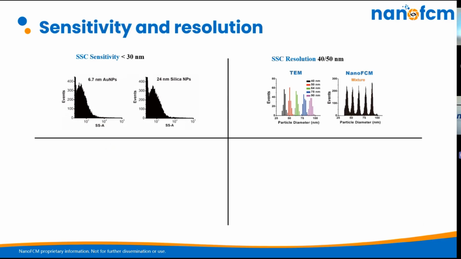The instrument has very high sensitivity and very good resolution. Our sensitivity, as we say, for biological nanoparticles can go down to 45 nanometers. However, based on the composition, we can go down to see and resolve 24 nanometers for silica, and down to 7 nanometers for gold particles. Our resolution matches up very well with cryo-transmission electron microscopy. As we can see, we can clearly distinguish populations of silica beads between 40 and 50 nanometers.